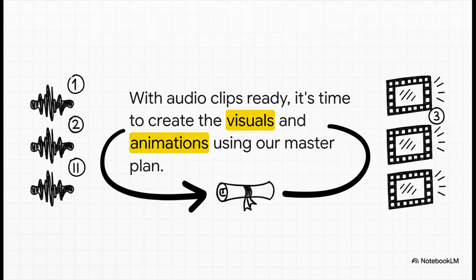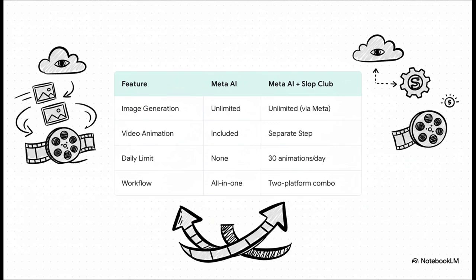All right, with our audio clips ready to go, it's time to create the visuals. We're going to use those image and animation prompts from our master plan to really bring this story to life. For the visuals, you basically have 2 main paths you can take. You can use Meta AI for everything. It's completely unlimited for both generating images and animating them. Or you can combine tools, generate unlimited images with Meta AI, and then take your favorites over to a tool called Slop Club, which gives you 30 really high-quality animations every day.